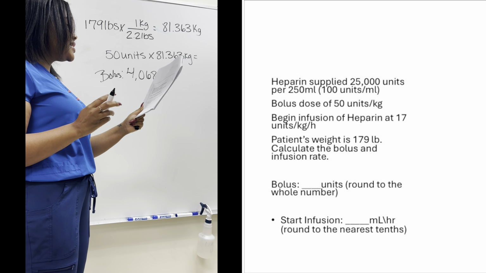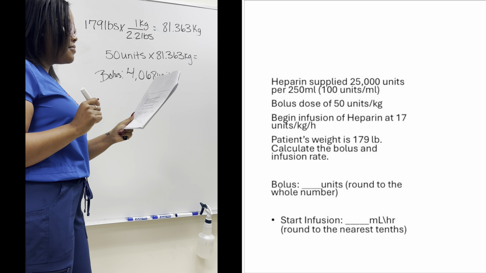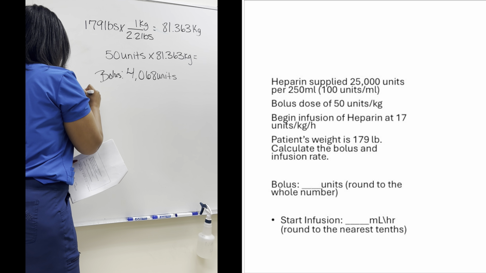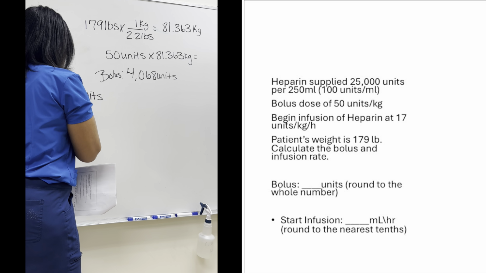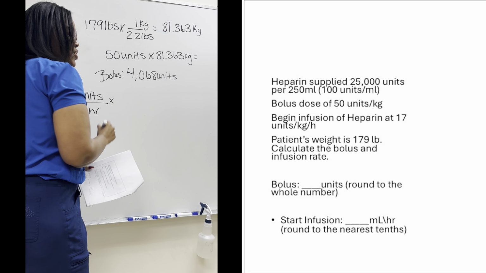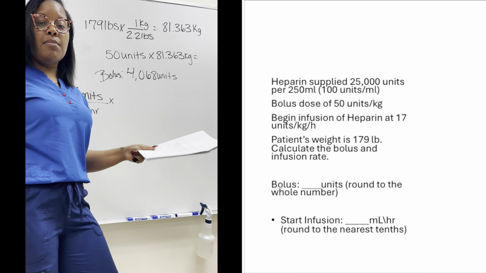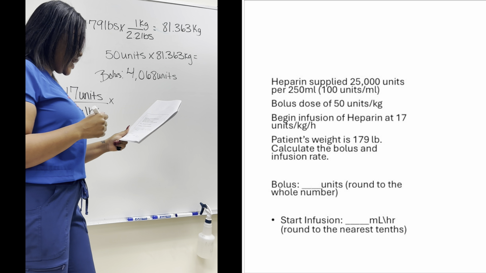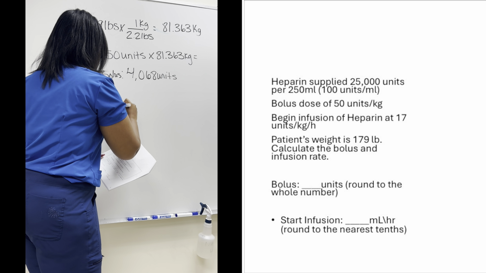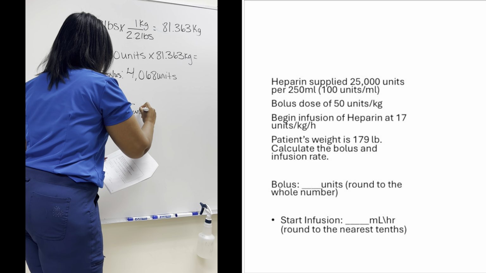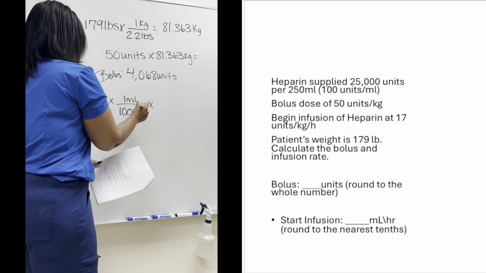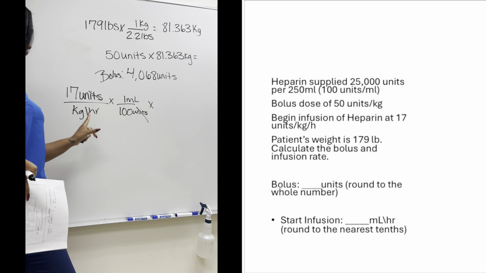The problem says that it's going to start at 17 units per kg an hour. So I'm going to start with what's ordered, 17 units per kg an hour. We know that our answer needs to be in mLs per hour, so units has to cancel out. So we're going to go back to the problem, and the problem says there are 100 units per 1 ml. So units cancel out, and we're left with mLs, kg an hour.